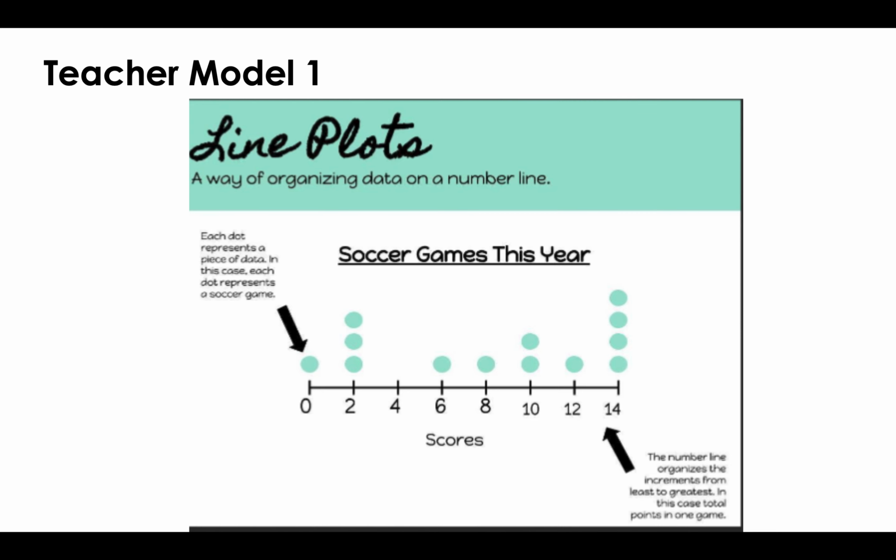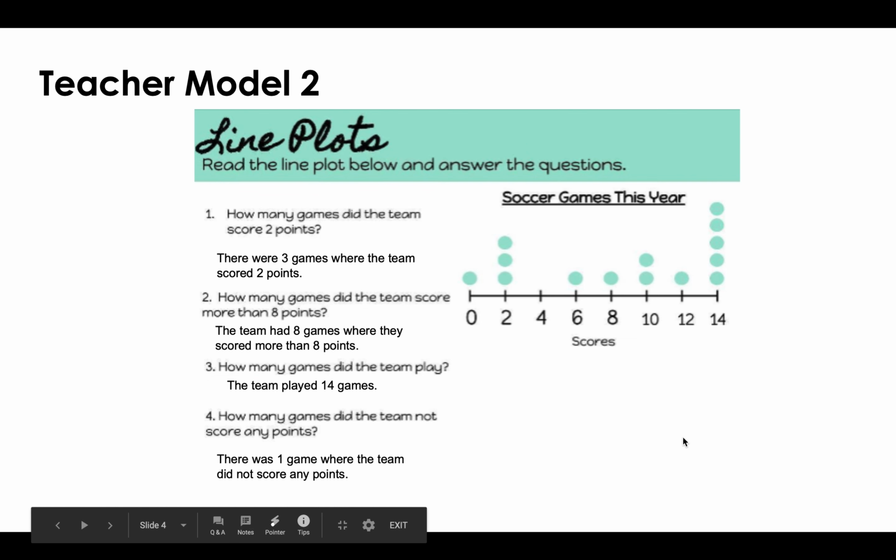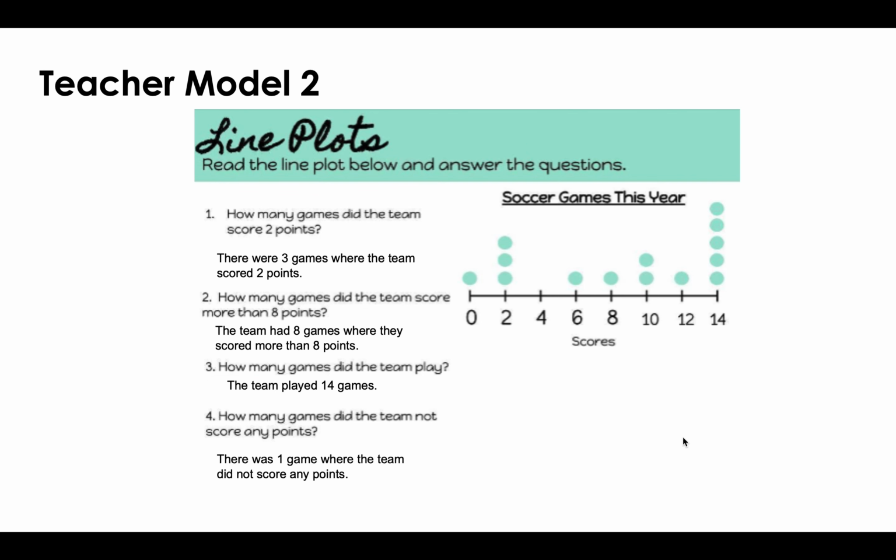If I look at the 2, I see 3 dots. So that means in 3 soccer games, they scored 2 points. Okay, I see no dots above 4. So that means there were no games that 4 points were scored. Now we're going to read the line plot below and answer the questions.